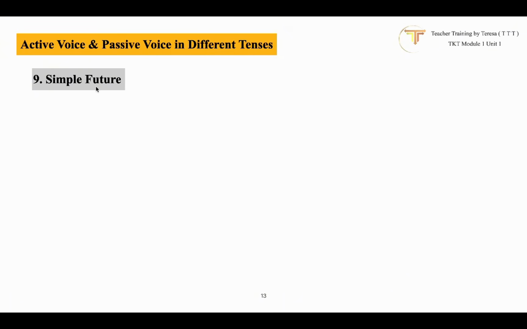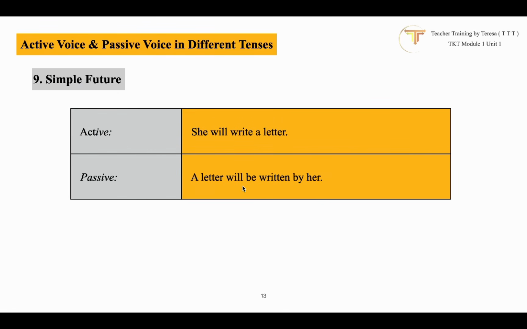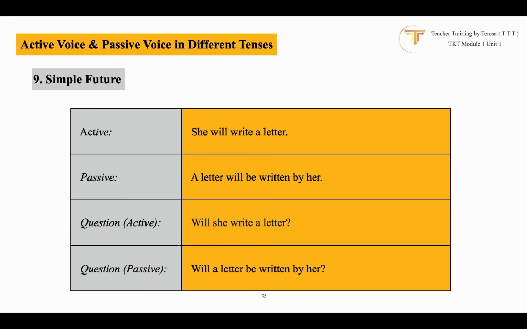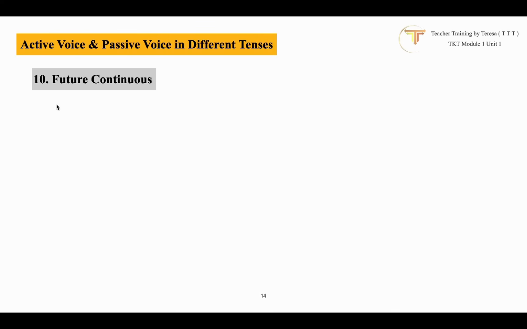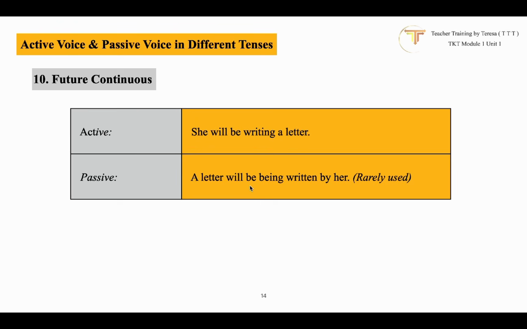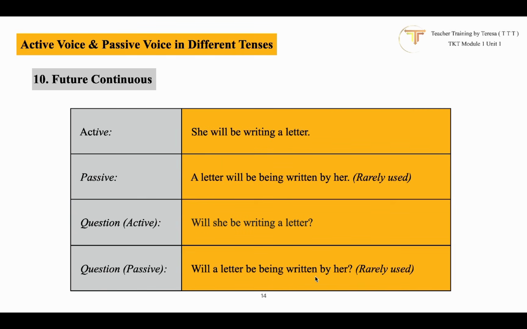9. Simple future. She will write a letter. A letter will be written by her. Will she write a letter? Will a letter be written by her? 10. Future continuous. She will be writing a letter. A letter will be being written by her. Rarely used. Will she be writing a letter? Will a letter be being written by her? Rarely used.